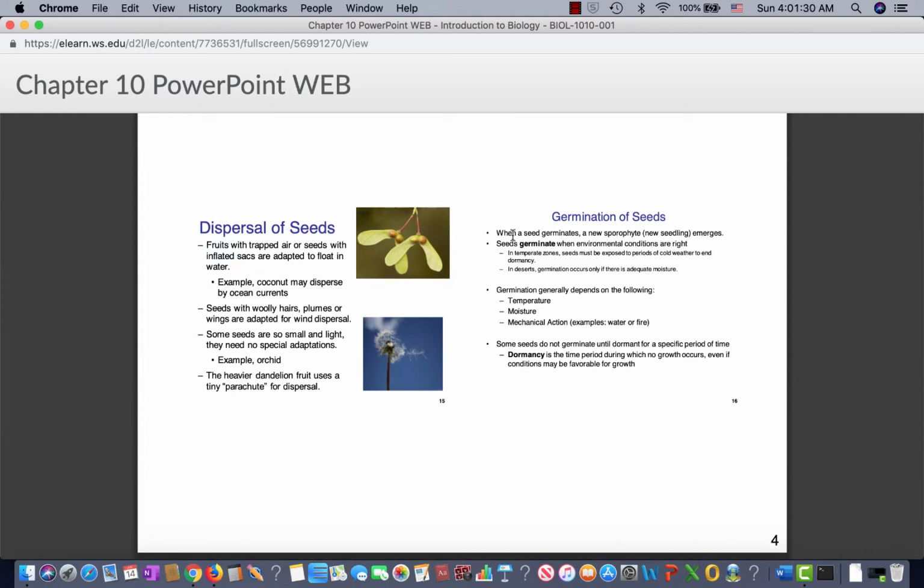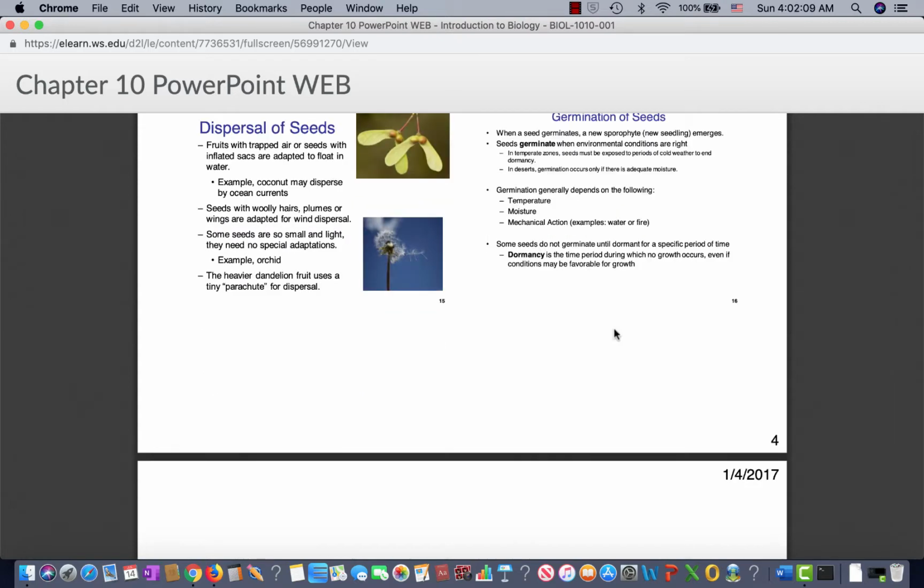Okay, so germination. So when a seed germinates, a new sporophyte or seedling emerges, and seeds germinate when environmental conditions are correct. So in temperate zones, they must be exposed to periods of cold weather to end dormancy. In deserts, germination occurs only when there's enough moisture. In some places, like thick forests, dormancy is ended by intense heat, as in shortly after a forest fire. Some seeds do not germinate until they've been dormant for a specific period of time, and dormancy is just being defined here as a time period in which no growth occurs, even if conditions are favorable.